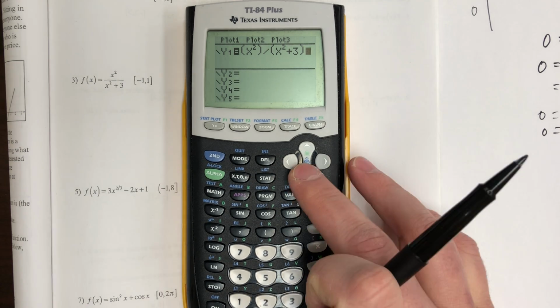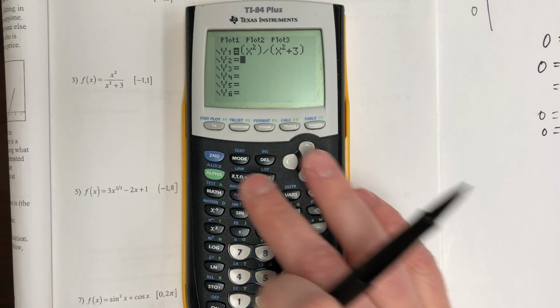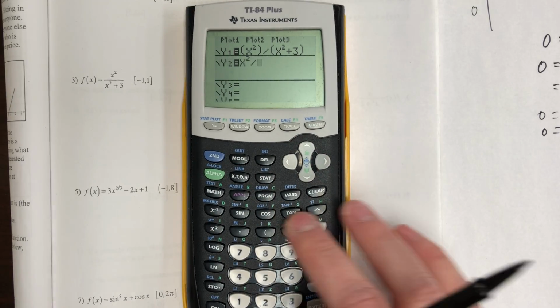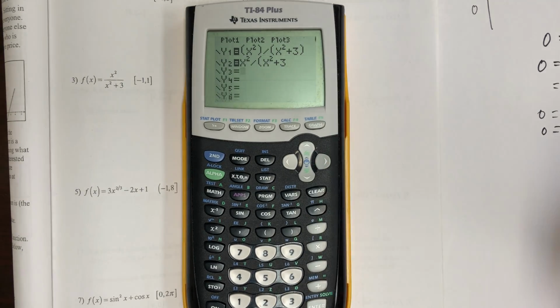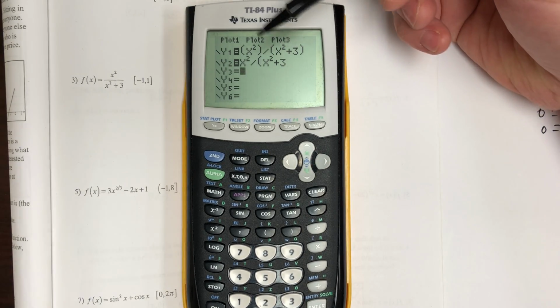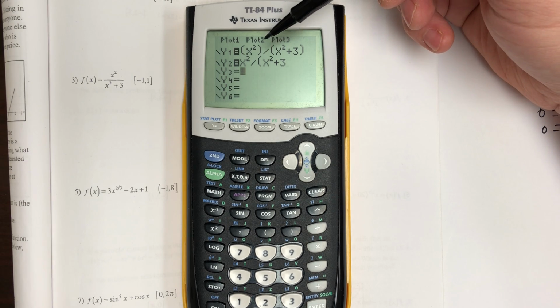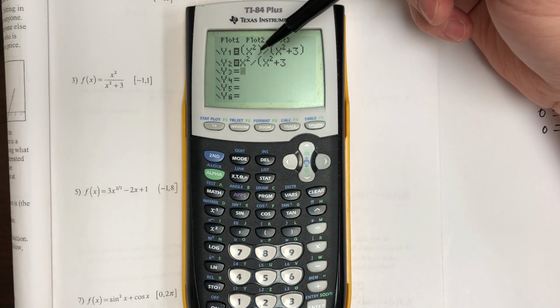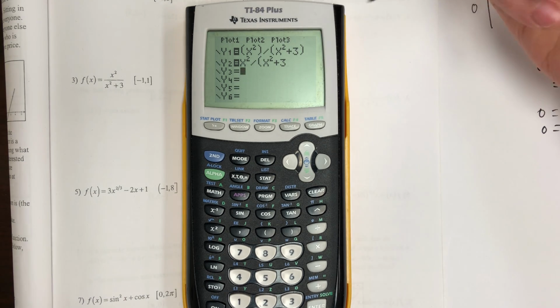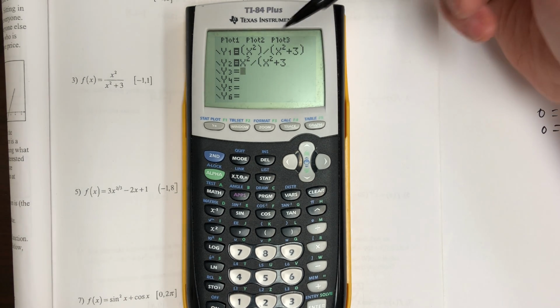If you want the bare minimum for this particular example, you could type x squared divided by parentheses x squared plus 3. You don't even need to close the parentheses. And I can explain why, just a little calculator theory for you if you're interested. Otherwise, skip to, you know what to do. Like, you know how to do the math for this part.